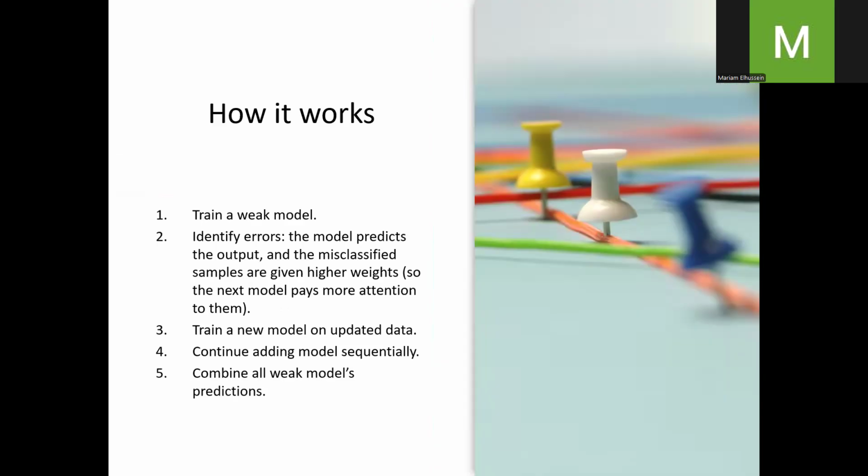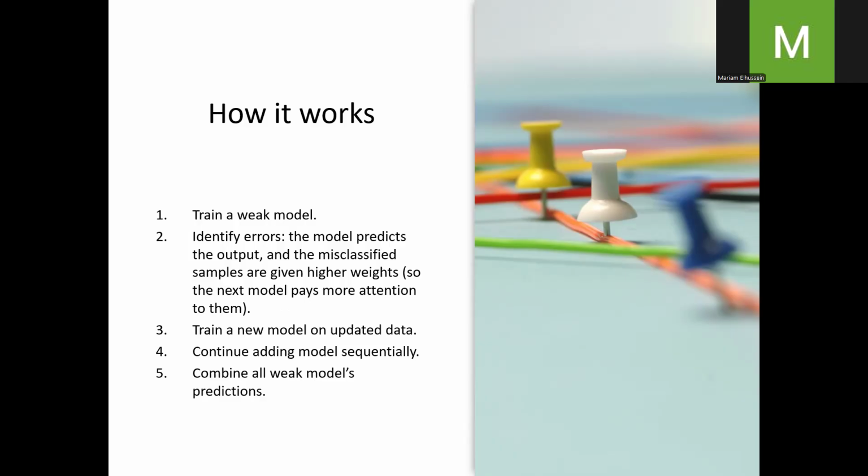Okay, so how does it work? We will train a weak model, a decision tree, a random forest, sorry, a decision tree, a logistic regression, so a weak model. And then we'll be identifying errors. So the output of each model we will be identifying the errors of, in this case, for instance, the classification errors.